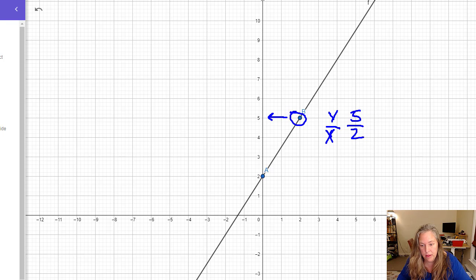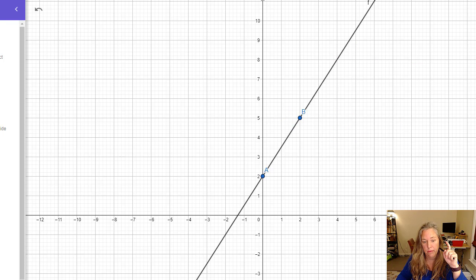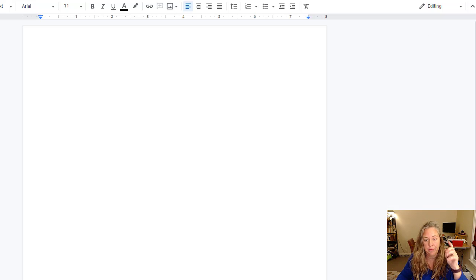And if we picked this one up here, y divided by x, we would get 8 over 4, which is equal to 2. And 5 over 2 is equal to 2.5. So these are not equivalent. So you can't just pick a point and do y divided by x. So I'm going to give you the notes on what to do, and then we're going to do it. So here come the notes.